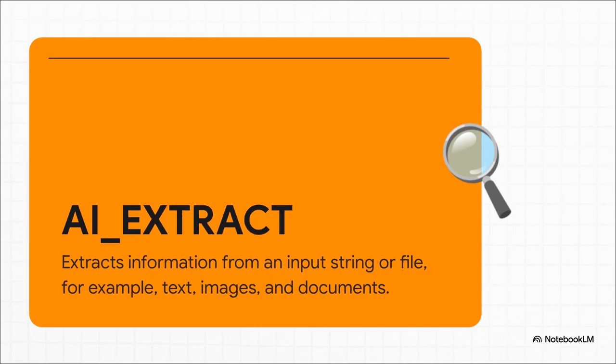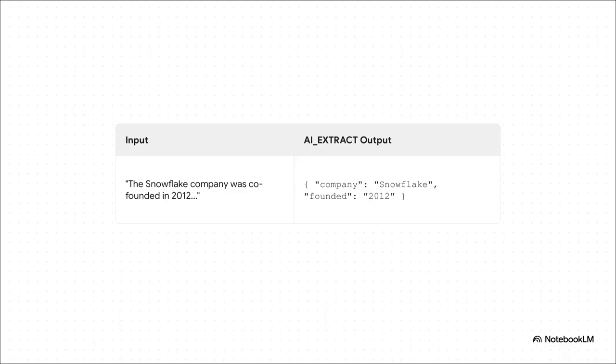You know, one of the biggest headaches in data has always been messy, unstructured text. Well, AI Extract is basically the cure for that headache. It dives into a sentence or a whole document and pulls out the good stuff, like company names, important dates, or product codes, and gives it to you in a nice, structured format. And check this out. This is how powerful it is in the real world. You take a plain old sentence like this one about Snowflake, and with just one function call, it hands you back a perfect, clean JSON object. Just like that, messy text is now structured data ready for you to query and analyze.